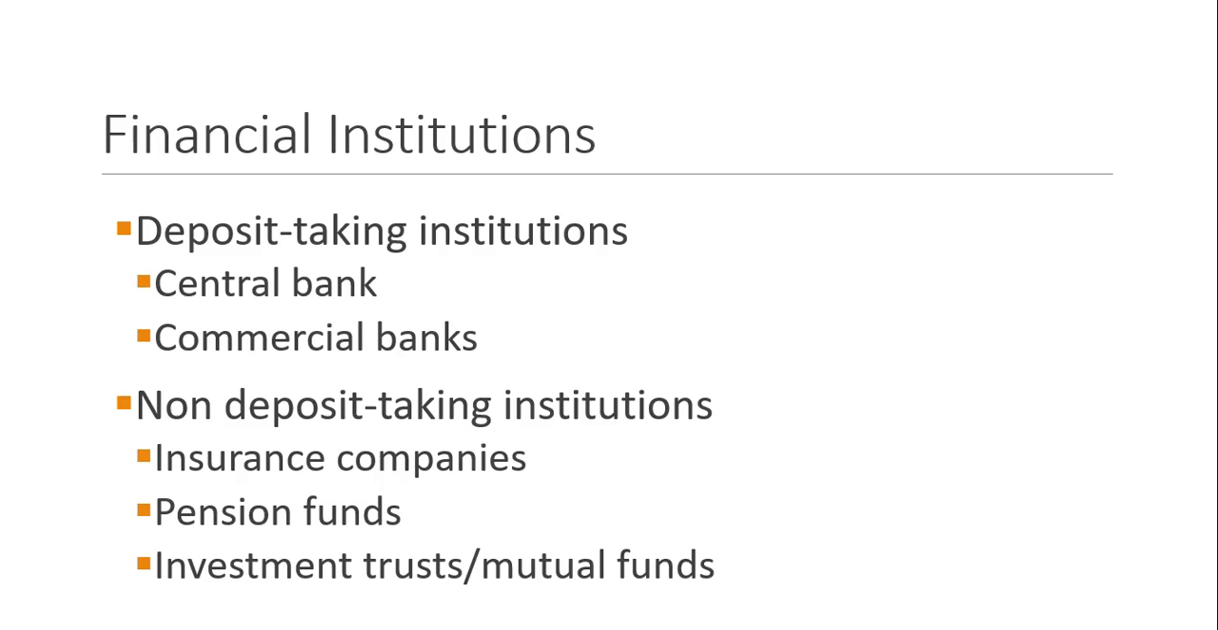Non-deposit taking institutions. Here we have three examples. Insurance companies receive funds through premium payments from customers and pay out funds when claims are made by those customers. And while they have the funds, in the meantime, they're investing in various assets: stocks, bonds, real estate. Pension funds receive money either from employees or their employers, which will be invested until the employees retire, and then those funds will be paid out to the employees as retirement benefits.